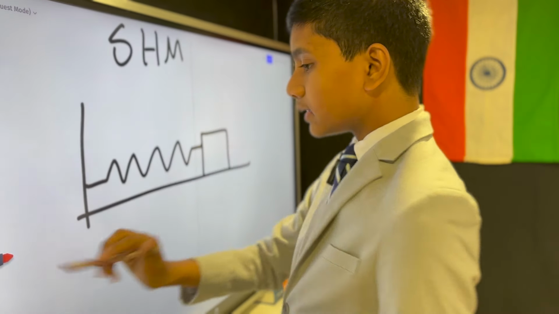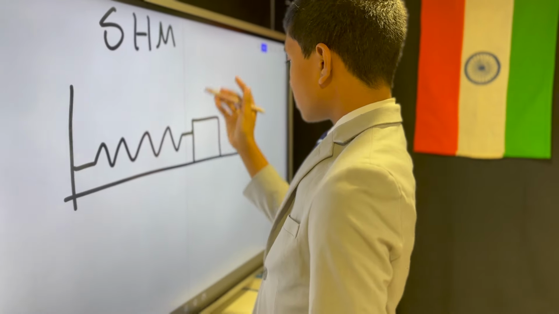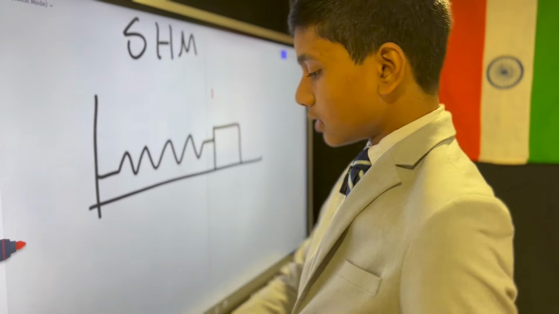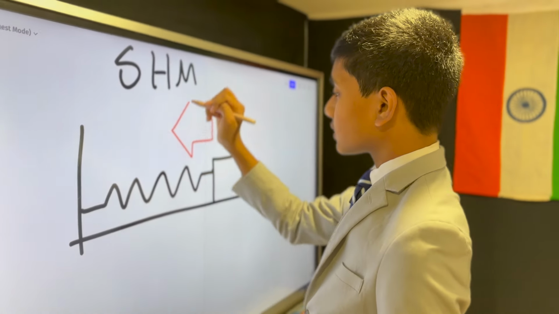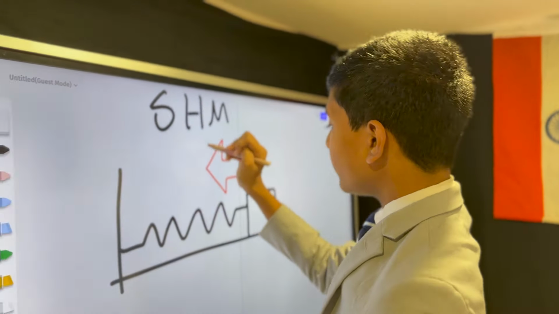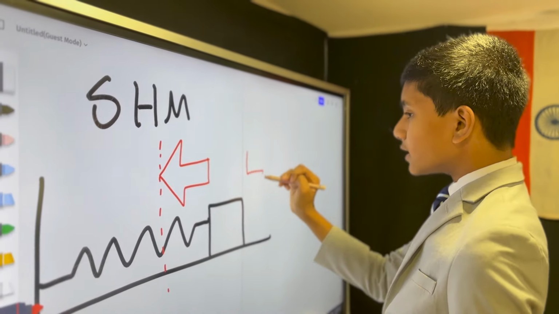So for an object like this, we can offset it a little, like that, away from its equilibrium position. We can squeeze it, or we can stretch it.